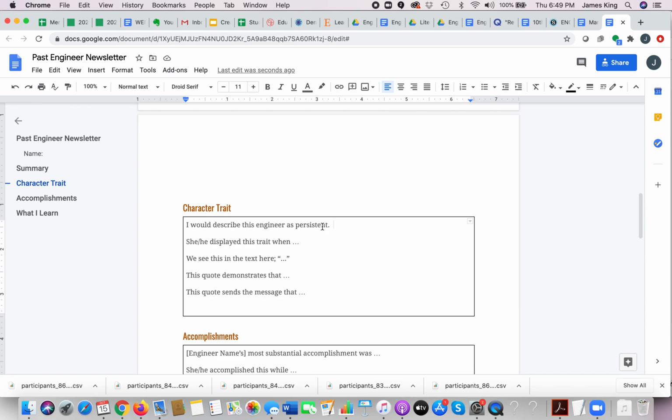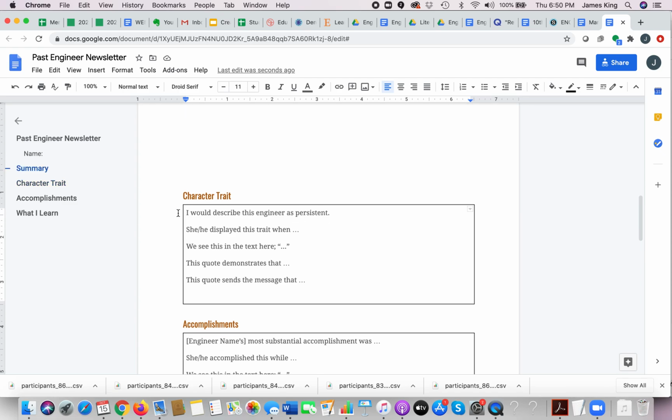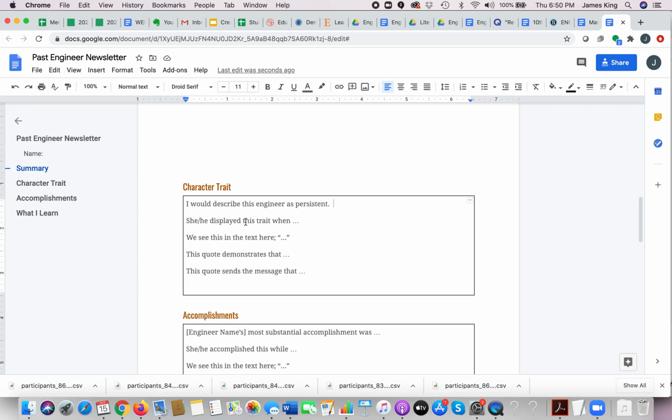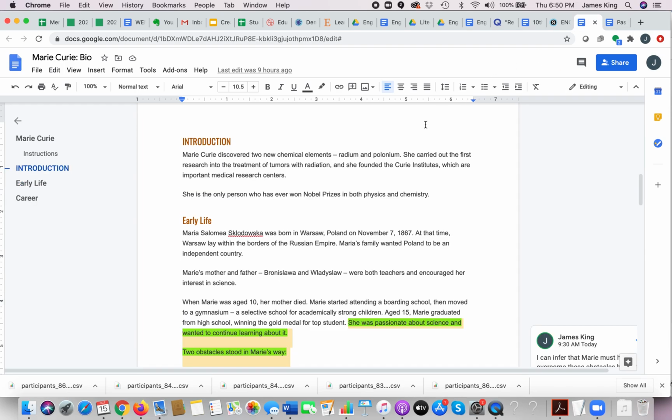You might describe her as innovative or creative, because she was creative when she thought of an application, a way to apply radioactivity. Right? She had to be creative to think, I could use radioactivity to treat tumors. But I'm going to say I would describe this engineer as persistent. She displayed this trait when, let's see, when did Marie Curie display persistence?